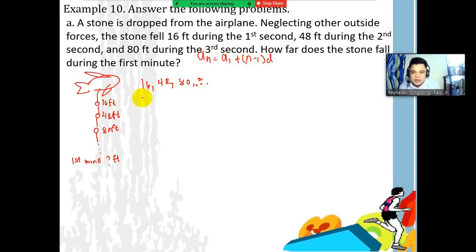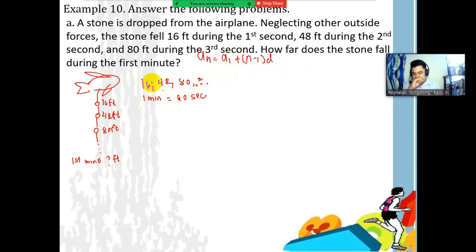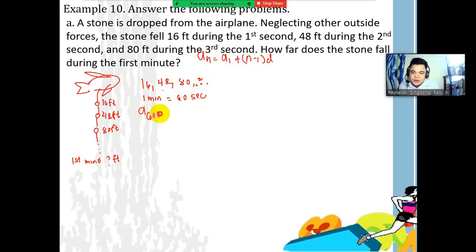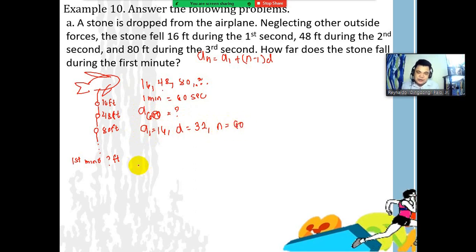Before we can solve that, the question is how far does the stone fall during the first minute? Since in our given we have seconds, we have to convert 1 minute into seconds. So 1 minute is 60 seconds. Therefore, we are looking for a sub 60. So a sub 60 is the unknown value. We need a sub 1, which is 16. The common difference, 80 minus 48, is 32. And the number of terms, of course, is 60 since we're looking for a sub 60.